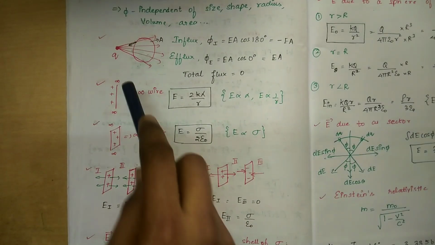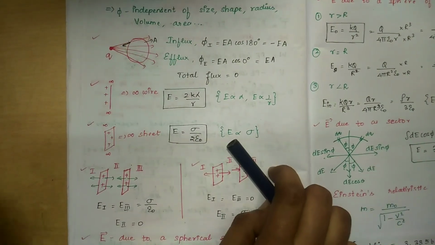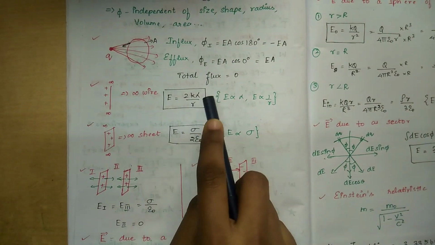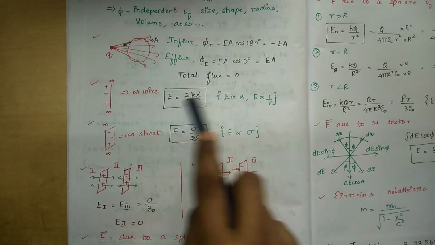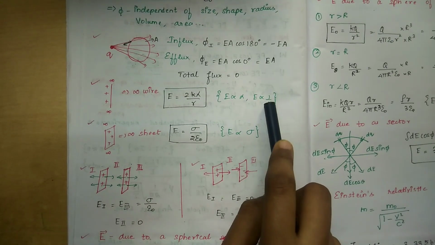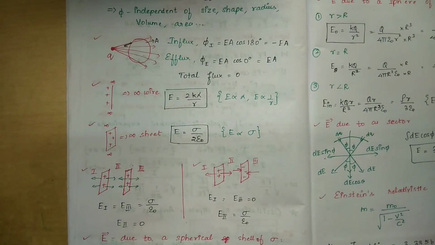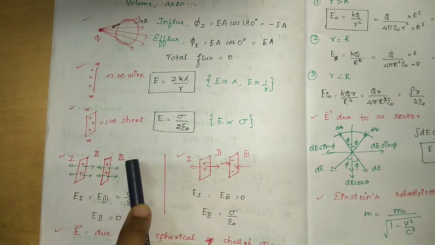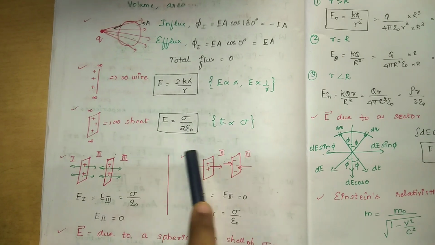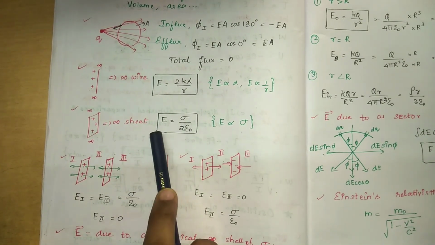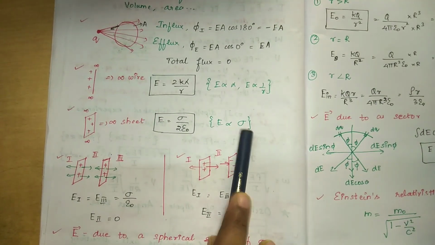Then electric field due to a long infinite wire means E equal to 2k lambda by r. Here the electric field is directly proportional to linear charge density lambda, and it is inversely proportional to r. Then for an infinite sheet, the electric field at a point P, which is at a distance r, is equal to sigma divided by 2 epsilon naught. Here the electric field is directly proportional to sigma only.